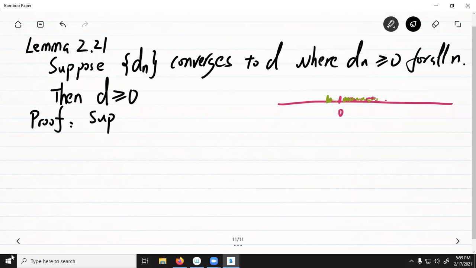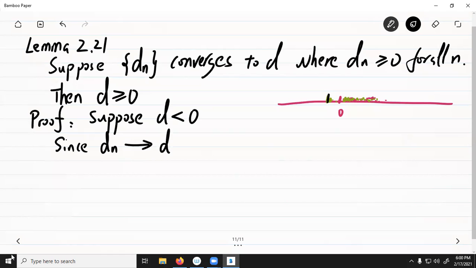Suppose our D is less than 0. Suppose D is on the left side of 0. Then we want to show that there must exist some Dn less than 0, since Dn converges to D. So what does this mean? This means for any epsilon greater than 0, there exists a capital N such that when n is greater than or equal to N, Dn minus D is less than epsilon. Okay, this is for any epsilon.